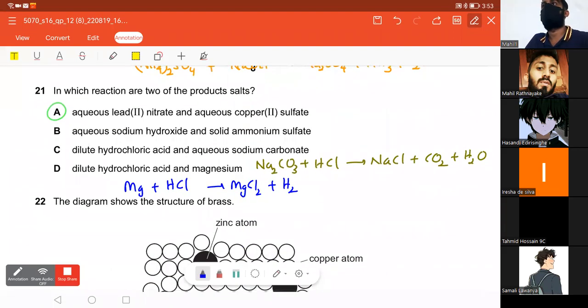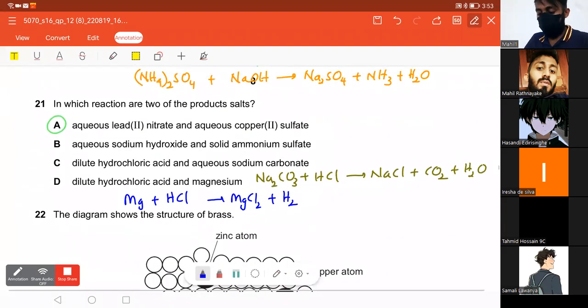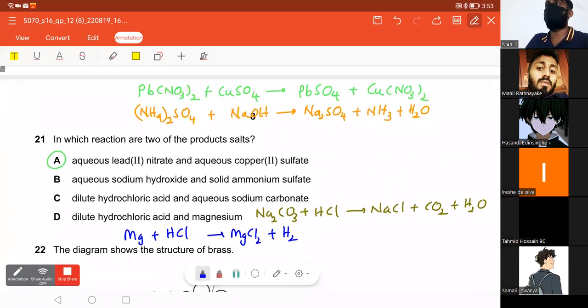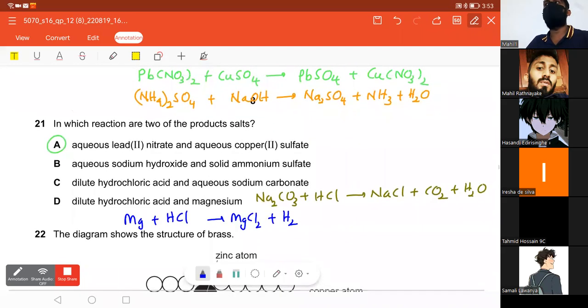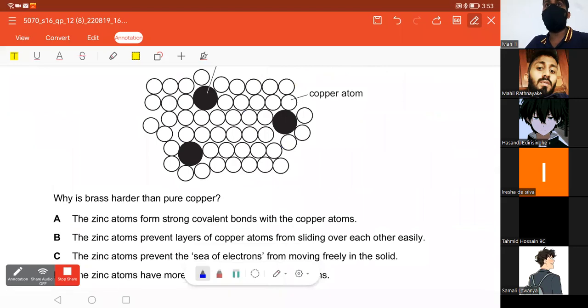Therefore, answer is A. Any other equation is not given two salts. Okay. Next, they are talking about the alloy. What does alloy mean? Mixture of metal with another element. Why is brass harder? Because it contains different size of metal atoms. They cannot slide over each other, it is difficult to slide.